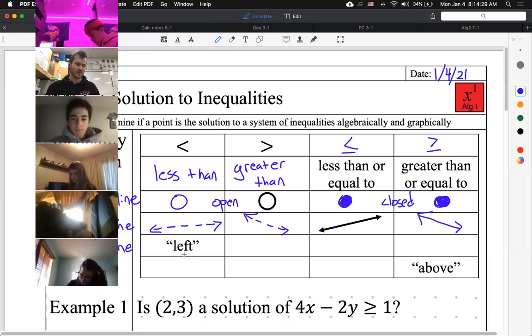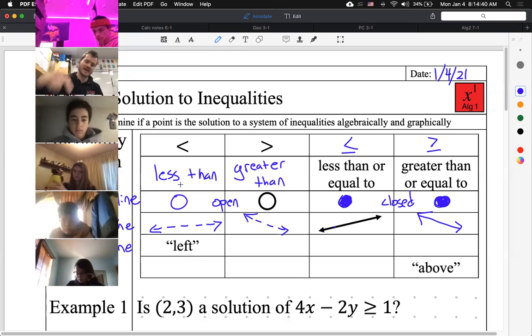Instead of saying left, we're really thinking below, less than in terms of the heights. You want to be thinking not left and right because that might mess you up. You want to be thinking in terms of your heights, up or down. Less than means go down. Doesn't mean up. Less than is down.